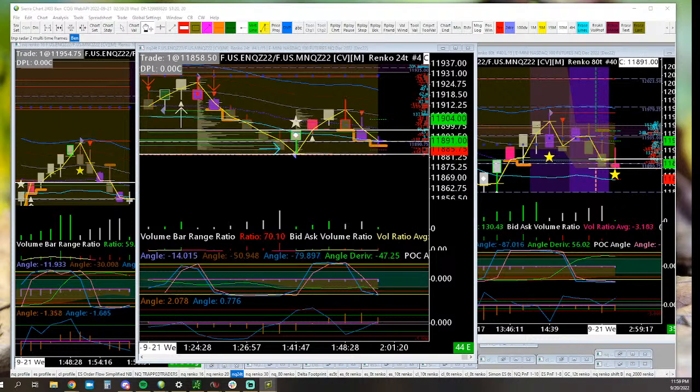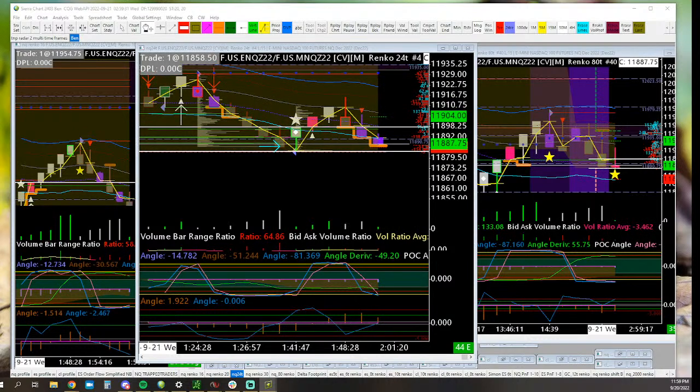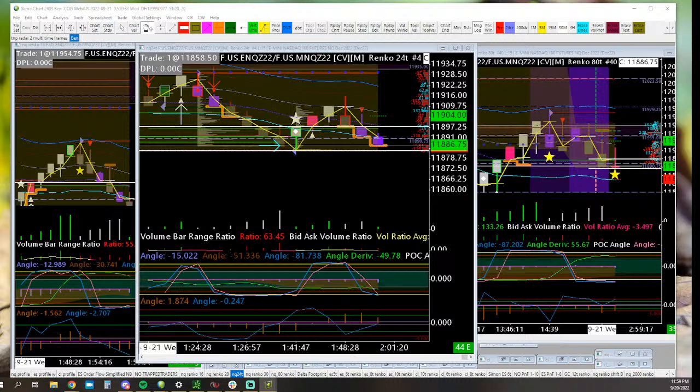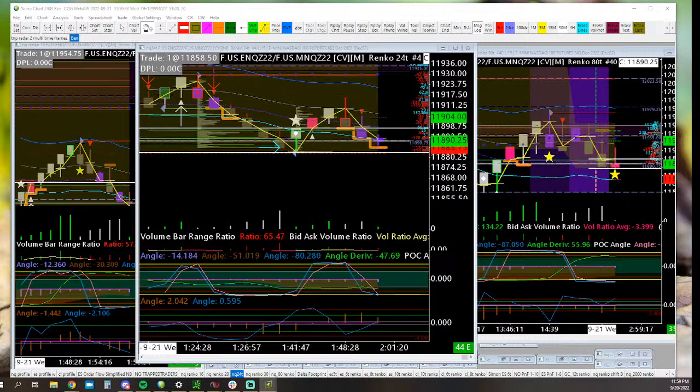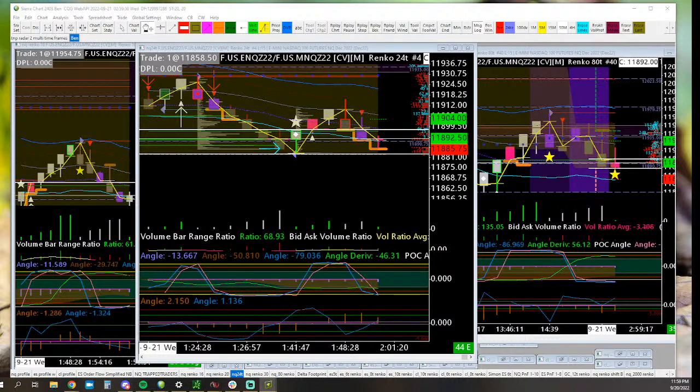So again, I do need an actual defense here. I need to see an aggressive move by the bulls that shows that they actually want to hold this. They can go lower than the low, they can test below it, but we have to defend it. In other words, we have to see buyers respond there for me to have any interest in buying this level.